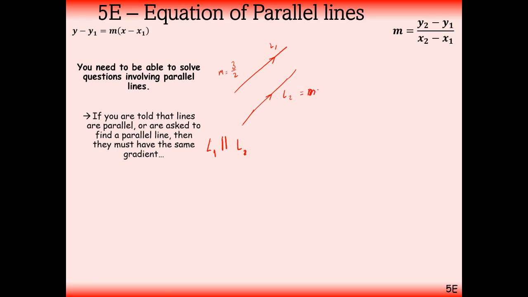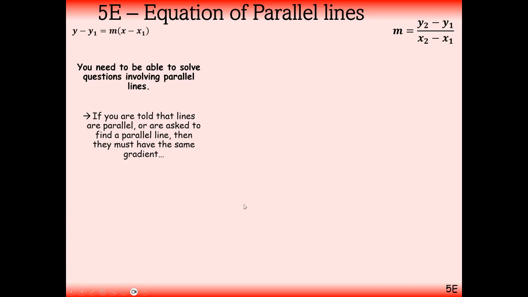M here is what? The gradient of line 2 is also the same gradient. The gradient is 3 over 2. So that's the simplicity of this part. That's why I'm doing these two exercises in one go.